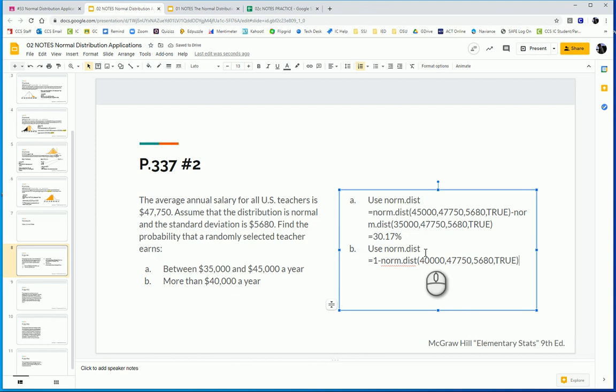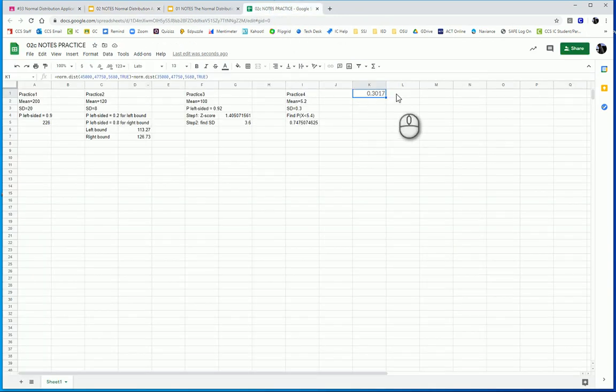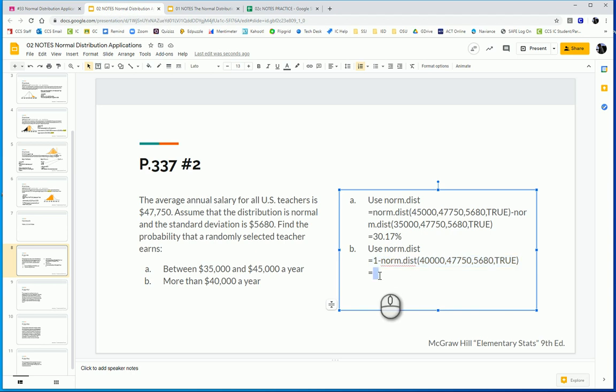Okay. And let's go see what that equals. Okay, so 91.37%. All right, so that's number 2.